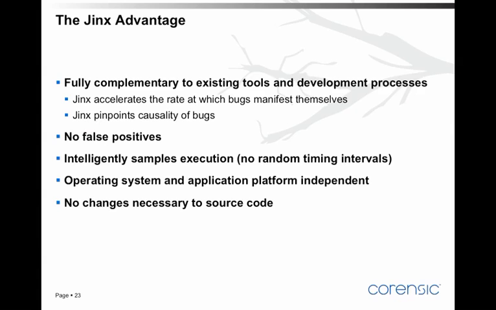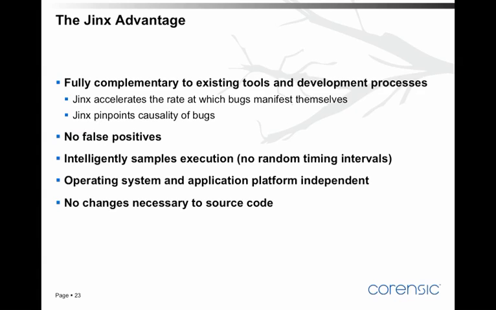Now, first of all, Jinx is almost fully complementary to all the existing tools and development processes that you use. Jinx merely accelerates the rate at which bugs manifest themselves, and then it pinpoints the causality of those bugs. It works great with Visual Studio, with Intel Parallel Studio, and with a number of other tools that you're probably familiar with, including on Linux, things like GDB. With Jinx, there are no false positives. A lot of concurrency tools provide you with a list of potential errors, which you as a developer then need to go and figure out and verify whether they're actually an error or not. With Jinx, when it finds a bug, it's definitely a bug.